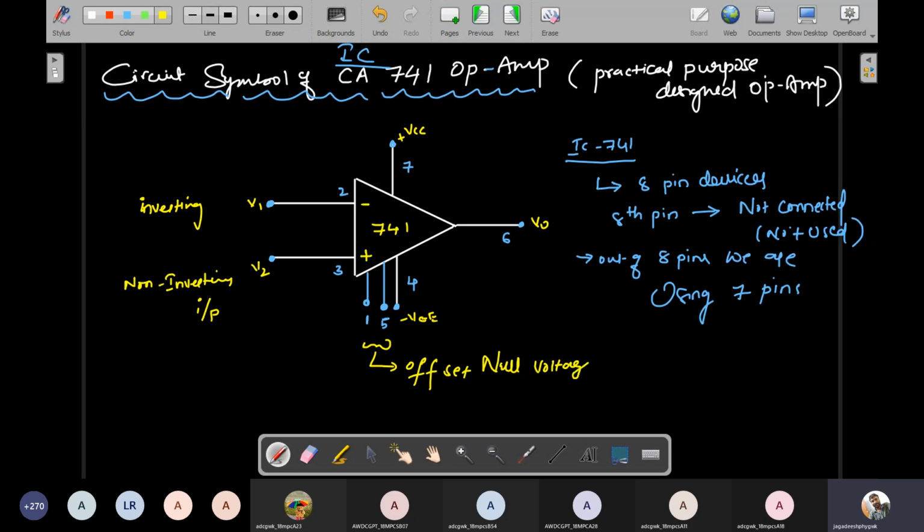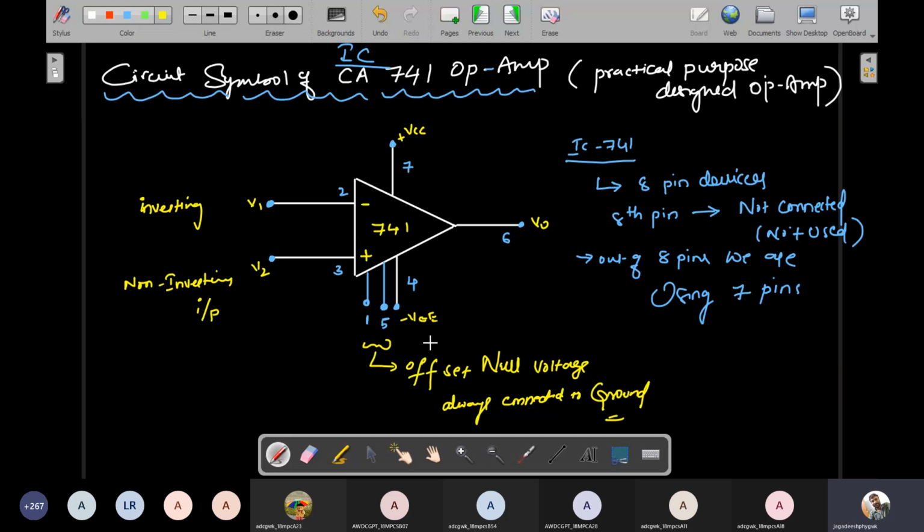So null voltage is almost equal to zero. That's why the first and fifth pins are both connected to ground terminal. So offset null voltage means ground. Okay, so therefore these two terminals are always connected to ground. So understand, this is the circuit symbol of the 741 IC. Okay. Understood everybody? So today's topic is almost interesting.